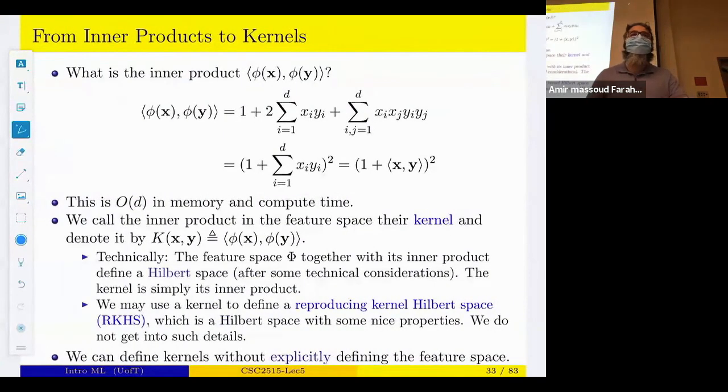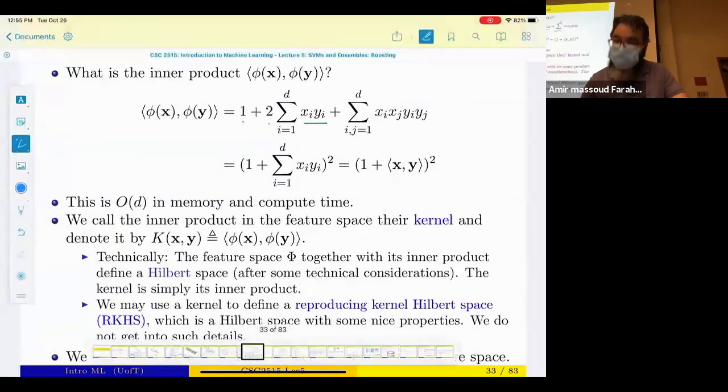Okay, so what's the inner product for that particular choice of feature map? We can write phi of x and phi of y as 1 plus 2 times the summation of xi yi, plus the summation over i and j of xi xj yi yj. I guess you can convince yourself that's the case. And if you do this, you can see that it gets a nice form. It can be written as 1 plus the summation of xi yi, the whole thing squared.